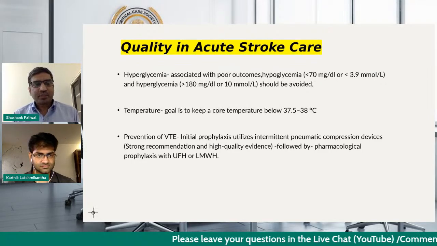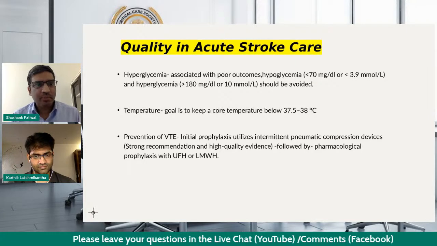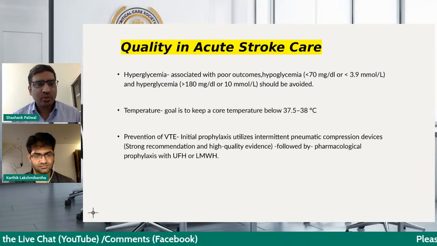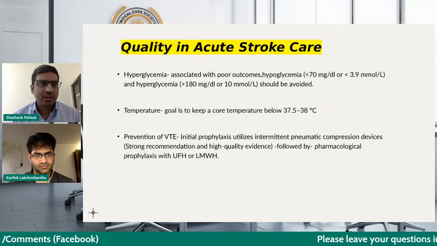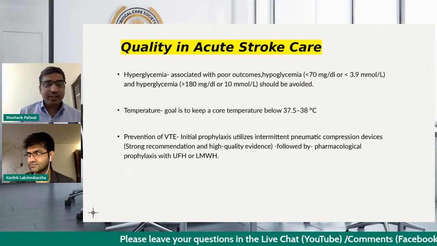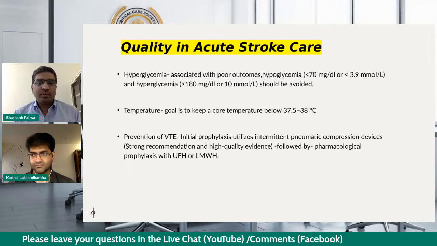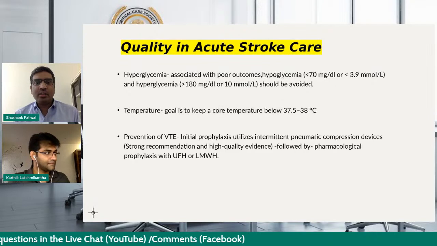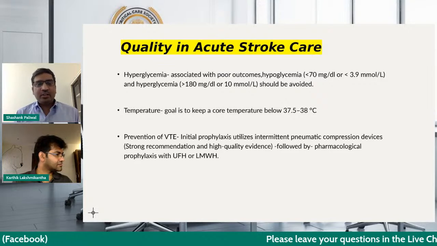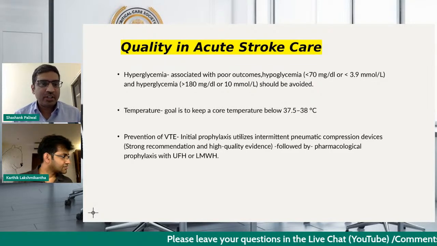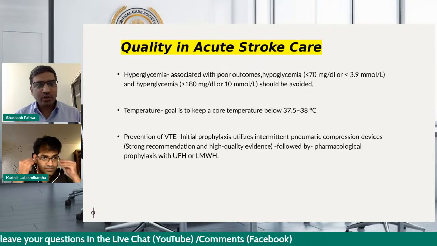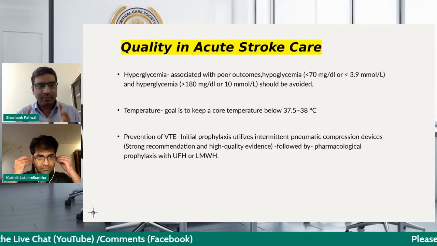Coming to prevention of venous thromboembolism, because of a prolonged ICU stay, patients may be there, and there is a 1 to 5% incidence of thromboembolism. But because we are reversing anticoagulation, naturally we should start with an intermittent pneumatic compression device. Only after that can we give pharmacological prophylaxis with unfractionated heparin, that too after 2 to 4 days, once the hematoma has stabilized and is not expanding.